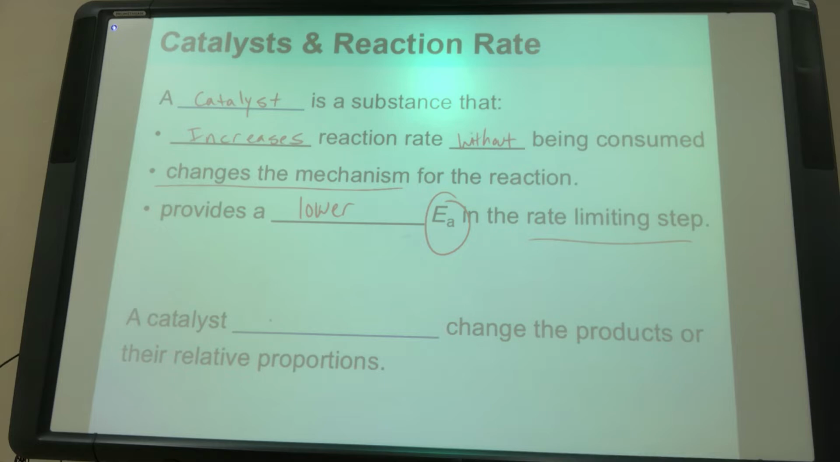A catalyst does not change the products or their relative proportions. So how much I'm gonna make or what it is that I'm gonna make doesn't change. So if I'm trying to make B and C, it's still gonna make B and C, and it's still gonna make the same amount. It's just gonna make B and C faster, okay? So what I'm making is just faster.